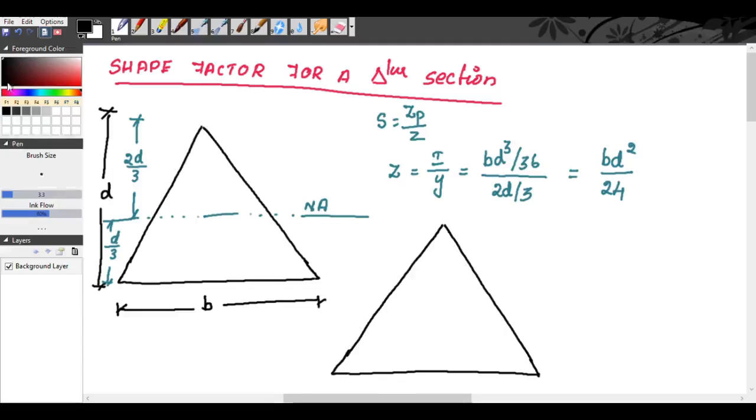Same triangle. So let us imagine our neutral, sorry, this cannot be equal area, right? Let us imagine this is our equal area axis. Equal area axis means we have two parts now, one triangle and one trapezium, and the area of this triangle will be equal to the area of this trapezium. So this area is equal to this area.